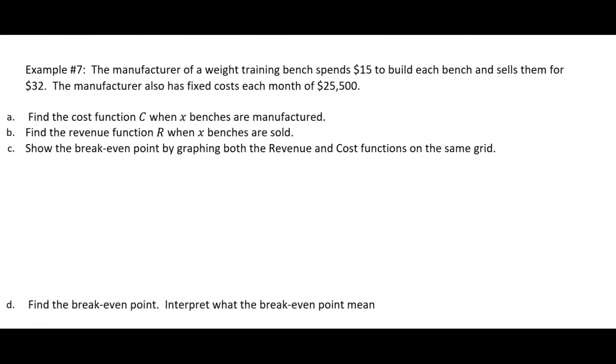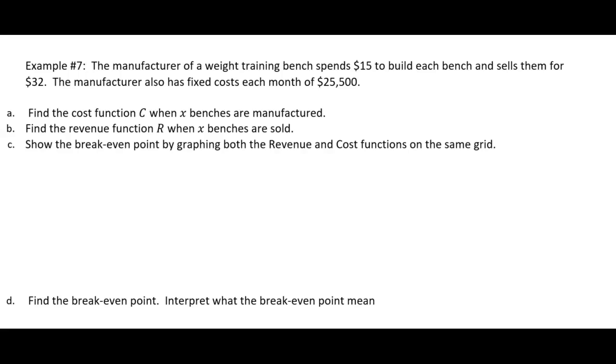All right, so now let's look at this example. The manufacturer of a weight training bench spends $15 to build each bench and sells them for $32. The manufacturer also has fixed costs each month of $25,500. So for the cost, it's going to be the fixed cost, $25,500, plus $15 for every bench that he's making. And then it says B, find the revenue function R when X benches are sold. So R is going to be, how much did you charge? $32 for every bench, okay?